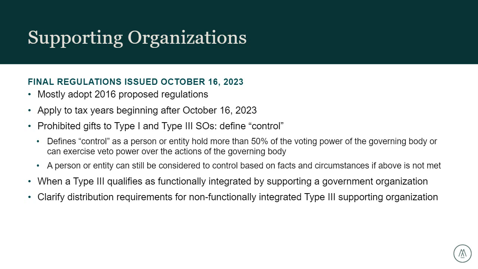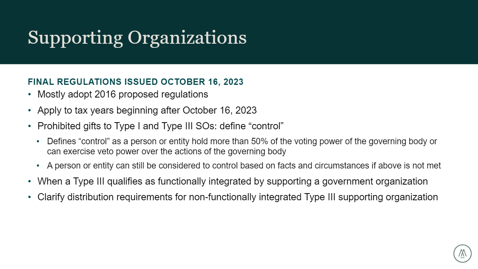It also addressed when a type 3 qualifies as a functionally integrated supporting organization of a government organization. It defines a government unit or government organization as a government unit described in IRC section 170(c)(2) as well as section 170(b)(1)(A), and is not a private foundation or a supporting organization. A supporting organization may support more than one governmental organization, and it's still considered functionally integrated as long as those government organizations work in close coordination and collaboration. There was a requirement under the proposed regulations that they all be in the same geographical location. That is no longer a requirement under the final regs.